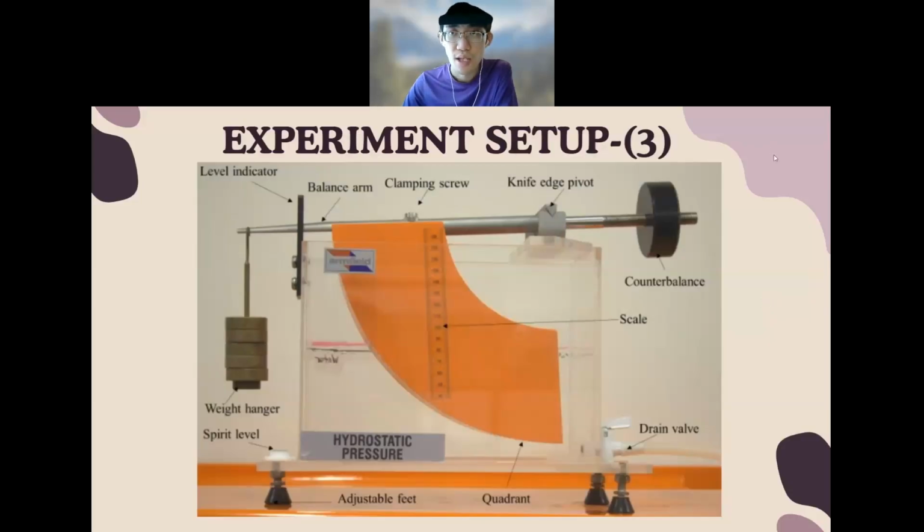So now I'm going to present our experiment setup. As the figure shown above, this is all the material and the apparatus we are going to use in our experiment. This device basically works like a beam balance. You add some weight here, and you can know the force acting on the vertical surface of the quadrant by applying the concept of balance of moment.